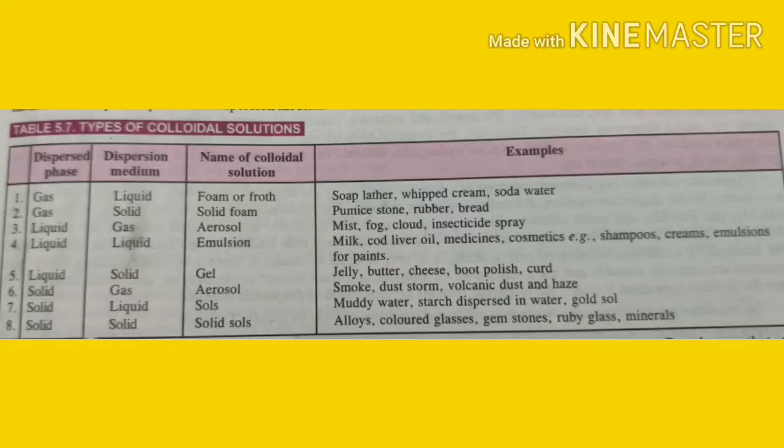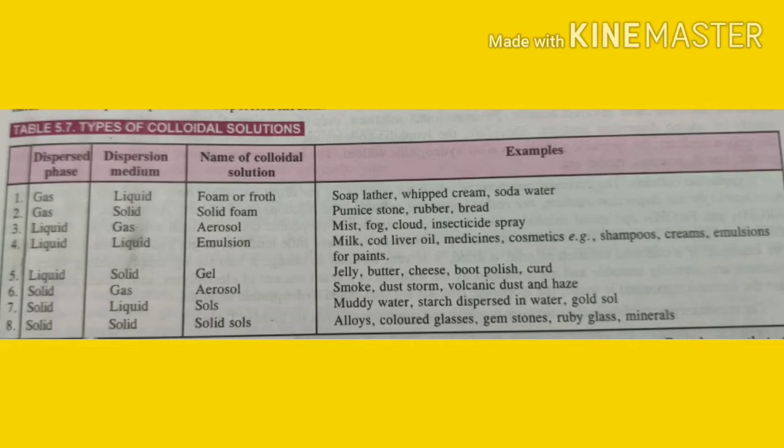The sixth is solid dispersed in gas, then it is called an aerosol. Smoke, dust storm, volcanic dust and haze are the examples of it. Seventh is solid dispersed in liquid, then they are called sol, that is muddy water. Starch dispersed in water, gold sol are the examples of it. Then eighth is solid dispersed in solid, then these are called solid sols. Alloys, colored glasses, gemstones are the examples of it.